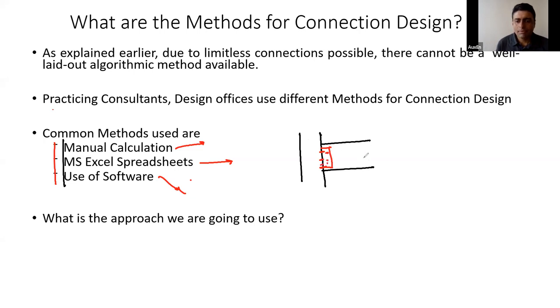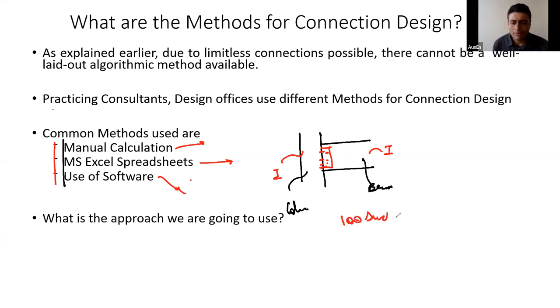Okay, this is my beam and this is a column. And I have to develop a beam to column shear connection by providing a web cleat. So if this is a connection and this beam is an I section, and this column is also an I section, and let's say I have to do 100 such connection designs.